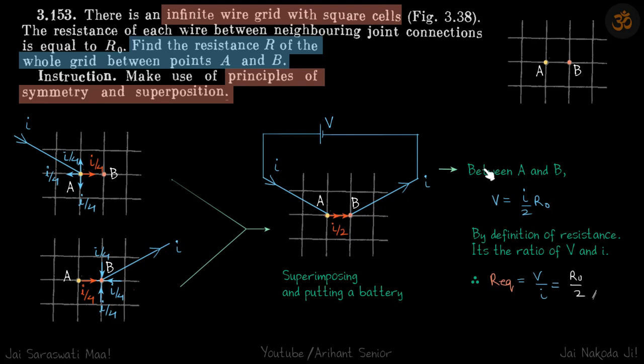Now between points A and B, because the potential difference is V, we can say V is equal to I by 2 into R0, because R0 is the resistance of each branch. By definition, resistance is the ratio of V and I, and that's what we need to find across A and B. We have a battery and we know the current, so if I take the ratio of V and I, we should get the equivalent resistance between these two points. We already have that ratio V by I, which is equal to R0 by 2, which means the equivalent resistance between these two points is R0 by 2, our answer.